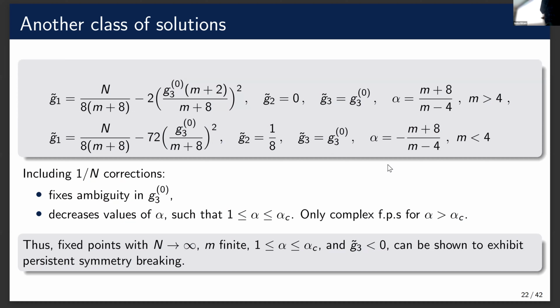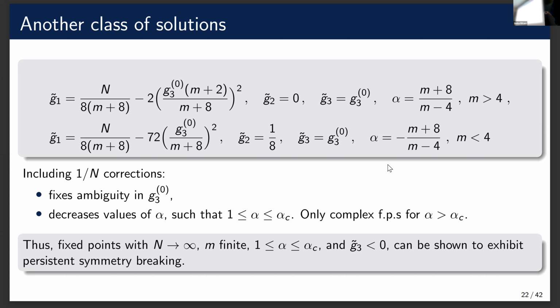So what is the summary of all of these things? The summary is that the second class of analytic solutions that you can get to the zeros of this beta function for the model is when you take n to infinity, you keep m finite, and you consider a value of alpha between 1 and alpha constraint, and you consider the solutions that you get for these beta functions that are G3 negative. A subset of all these, of the fixed points that you get from here is going to exhibit persistent symmetry breaking.